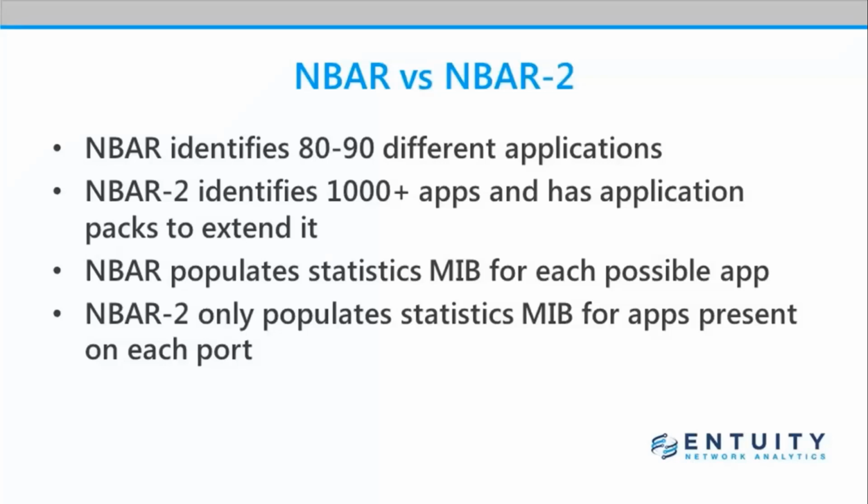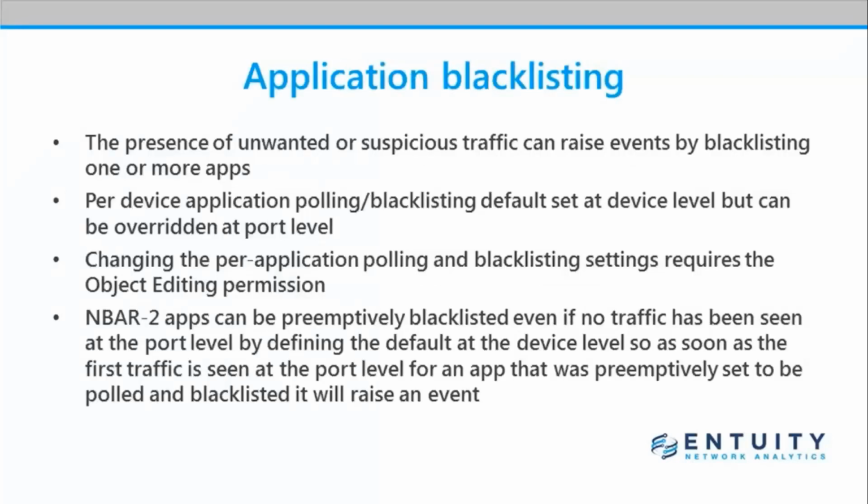NBAR 2 is subtly different. NBAR 2 only returns statistics on applications actually being observed. So it's not going to be returning over 1,000 different counters indicating that most of them are 0. It's only going to populate the ones that are actually being seen. Subtle difference, but you can use that to your advantage.